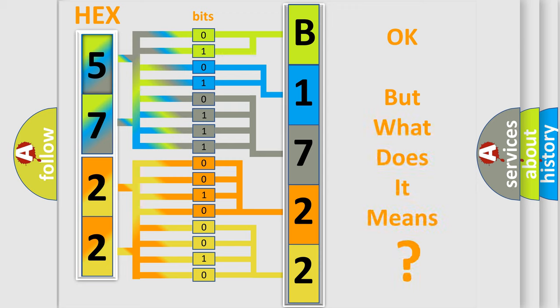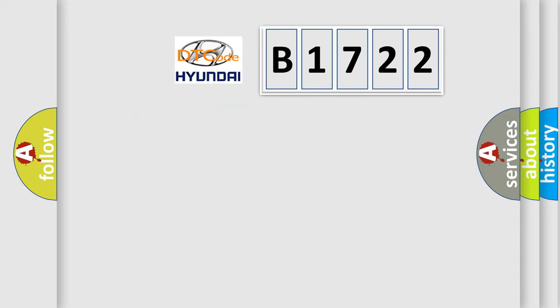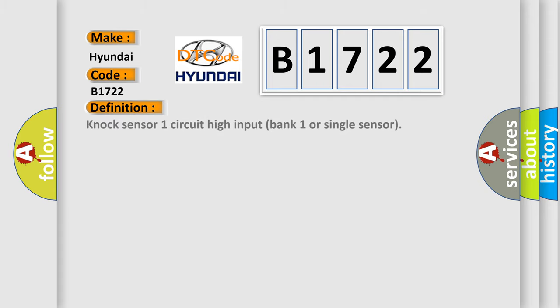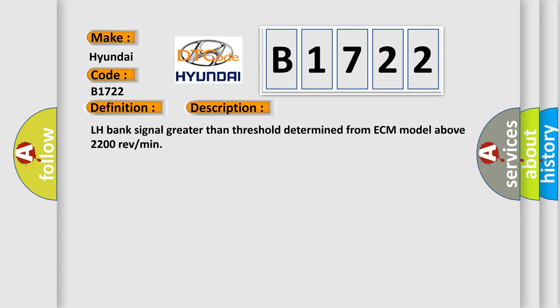The number itself does not make sense to us if we cannot assign information about what it actually expresses. So, what does the Diagnostic Trouble Code B1722 interpret, specifically for Hyundai car manufacturers? The basic definition is NOx sensor 1 circuit high, input bank 1 or single sensor. And now this is a short description of this DTC code. LH bank signal greater than threshold determined from ECM model above 2200 rev/min.